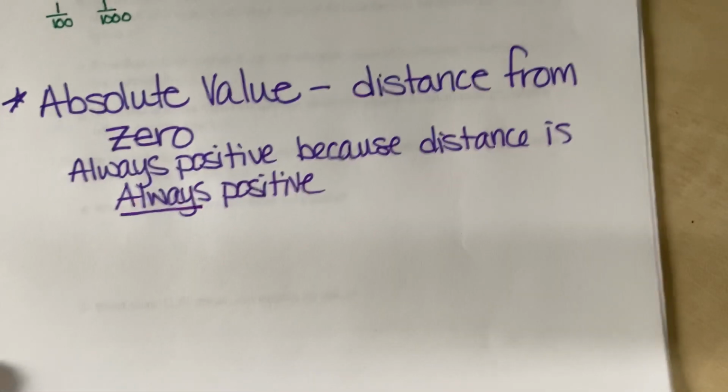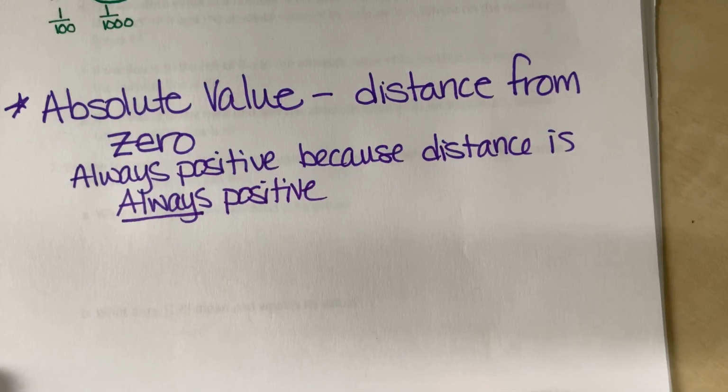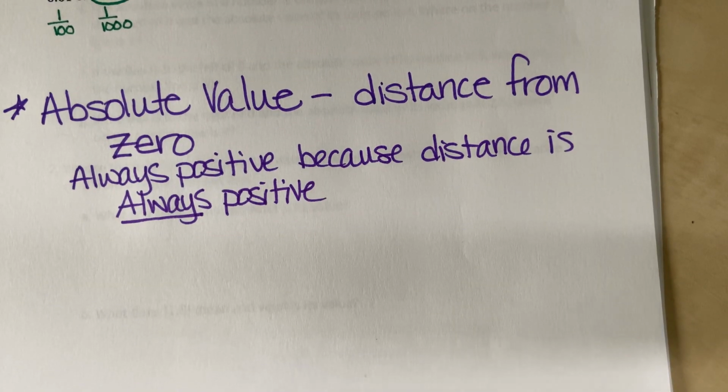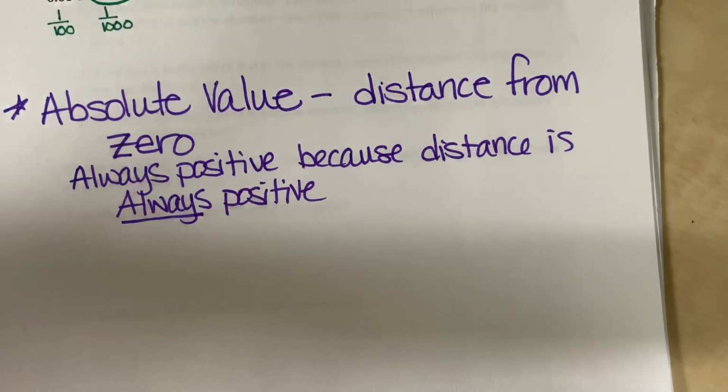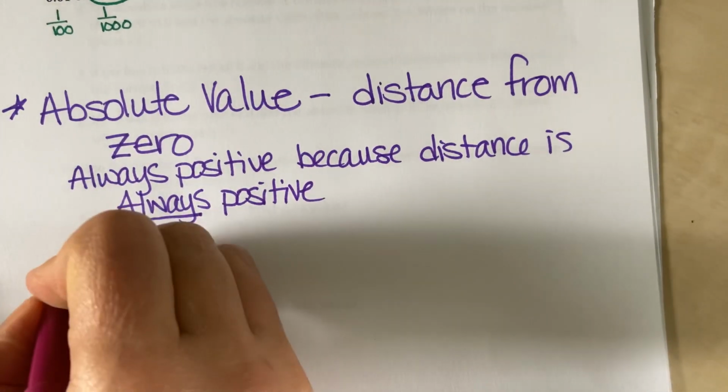Okay, yes, I can walk backwards. Yes, I can run backwards, but I'm still going a distance. I can still measure how far I went. I can never go a negative distance. Now, these are called your absolute value bars.